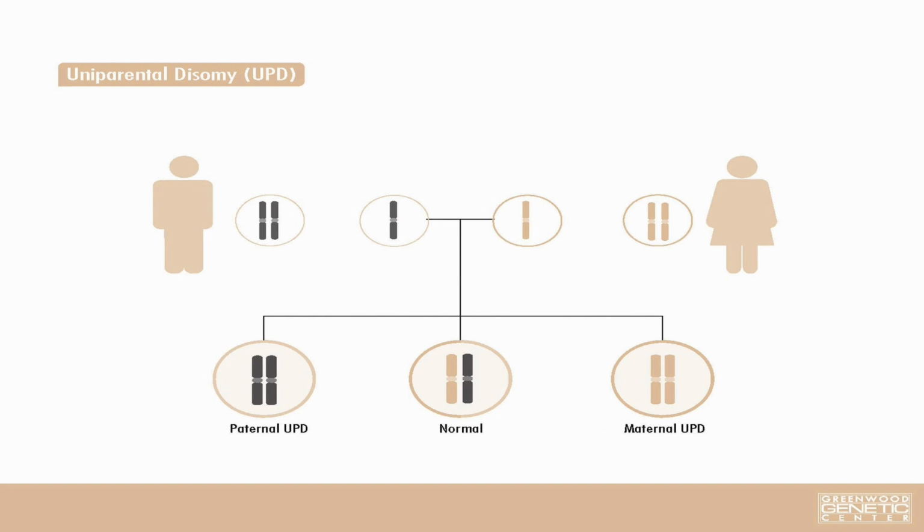Uniparental disomy, or UPD, occurs when an individual inherits both copies of a chromosome from one parent instead of one copy from each parent. This phenomenon can lead to various genetic disorders depending on whether the disomy is maternal or paternal. UPD can arise through several mechanisms, including gamete complementation, trisomy rescue, monosomy rescue, and post-fertilization errors.